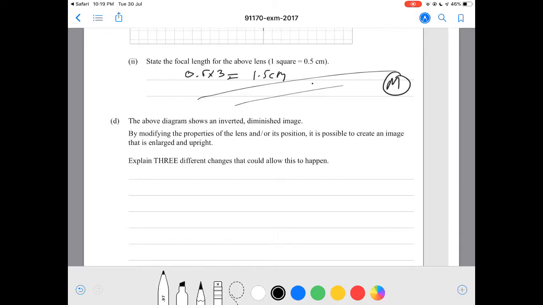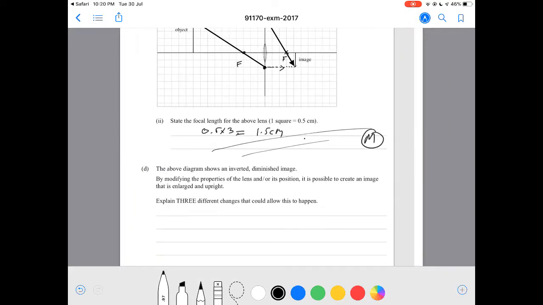The above diagram shows an inverted, diminished image. By modifying the properties of the lens or its position, it is possible to create an image that's enlarged and upright. Explain 3 different changes that could allow this to happen. Basically, the object has to be within the focal point in order to create the enlarged and upright image. To create a virtual image with the convex lens, where the virtual rays extend backwards, the only way to do that in this case is if the object is inside the focal point.